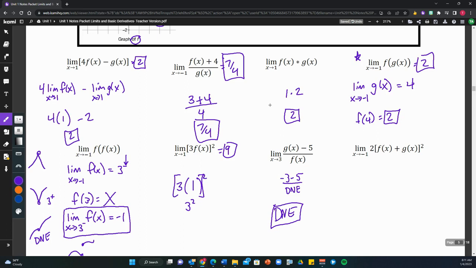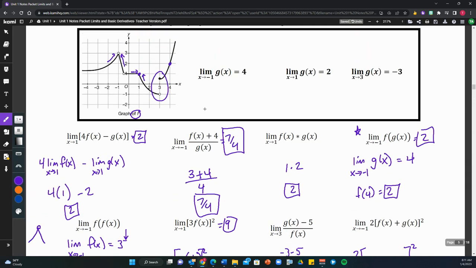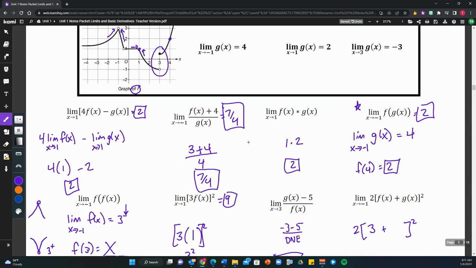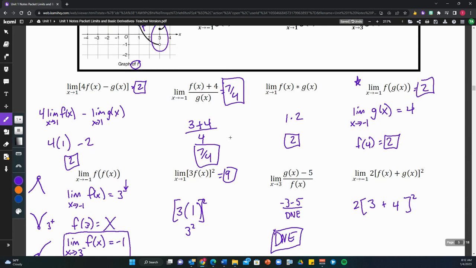And then our final one, limit as x approaches -1 of this big expression. So basically just evaluate each part inside. So for f of x as x approaches -1, that limit is 3, plus, and then for g of x as x approaches -1, that is 4. So from there, it's just order of operations. 3 plus 4 is 7. 7 squared is 49, and 49 times 2 is 98. And that is our final answer.